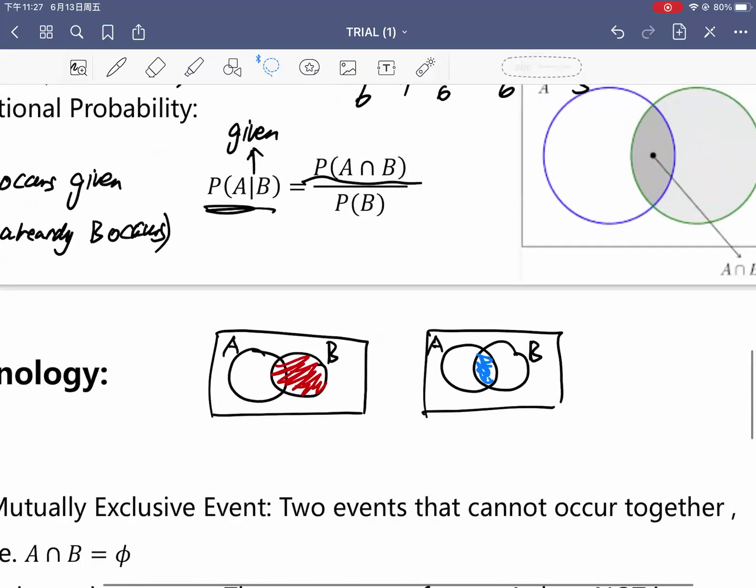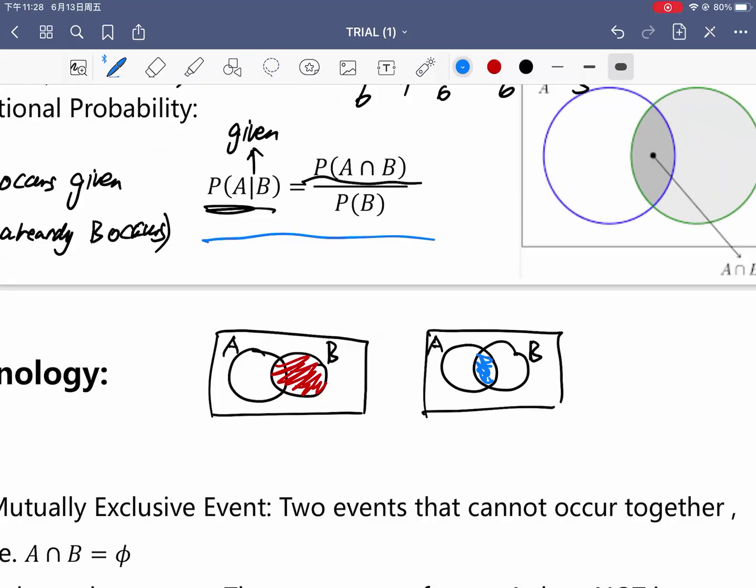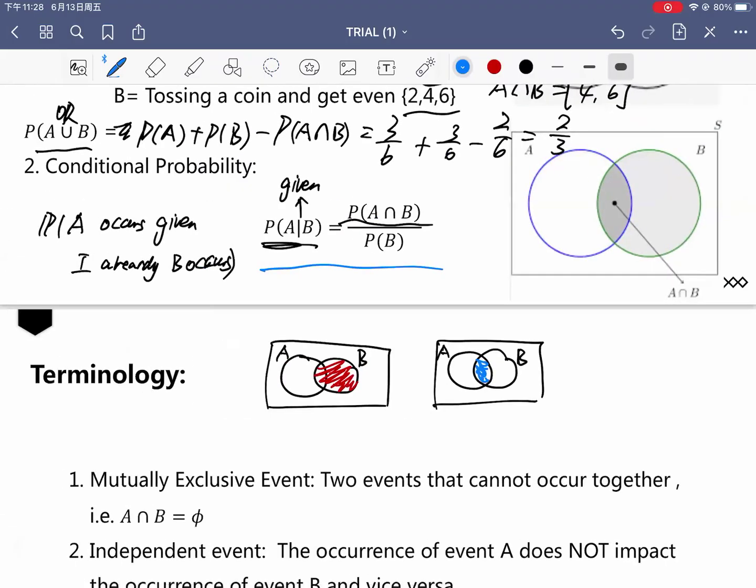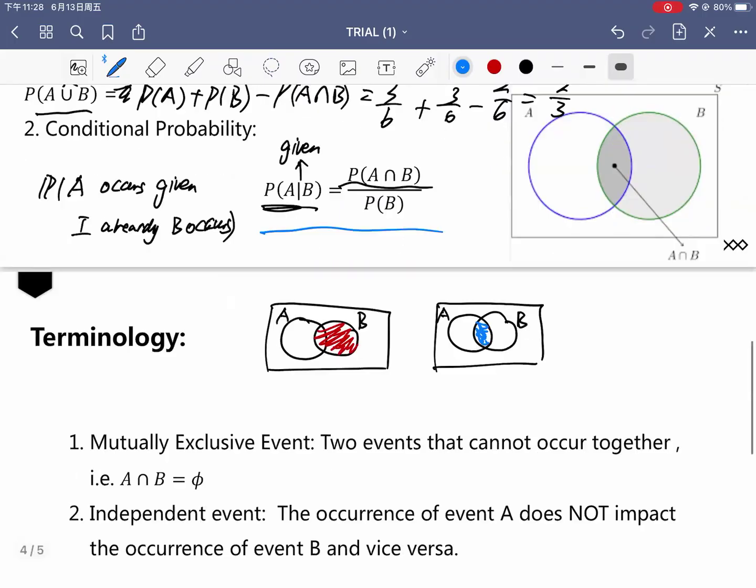So this is why we use the blue bit divided by the red bit to get a probability. The blue bit is the intersection, and the red bit is the probability of B. This is how the formula is derived. I hope this makes much more sense now, and later on we might use an example to illustrate this.